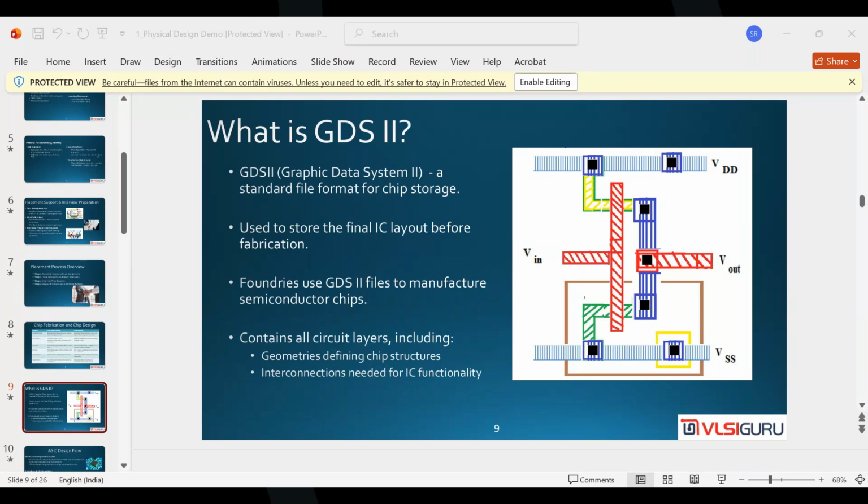So when I'm saying layout, layout means what? It has a diffusion layer, it has a polysilicon layer, it has a metal layer, right? All these are physical layers, which will be fabricated on the silicon wafer.